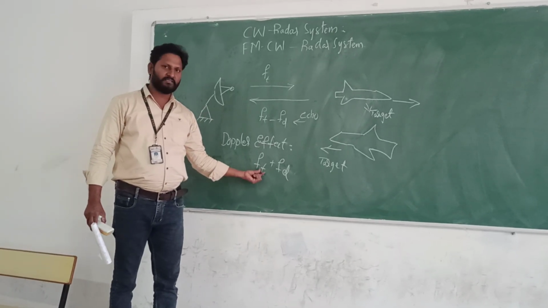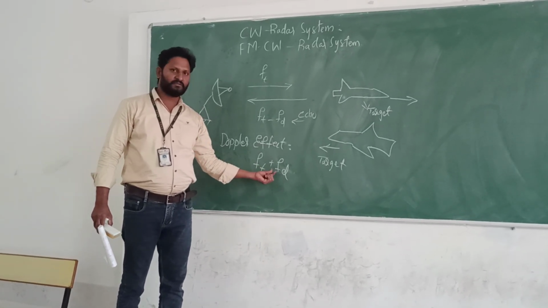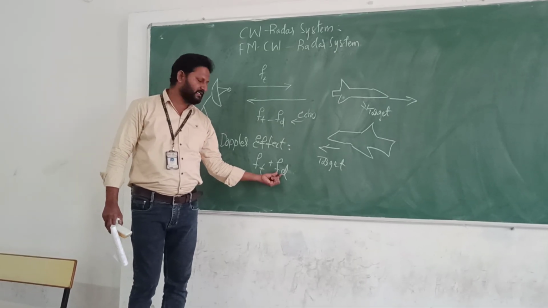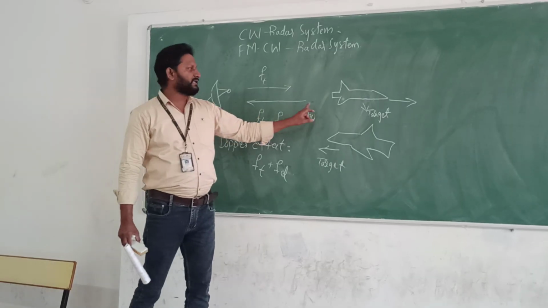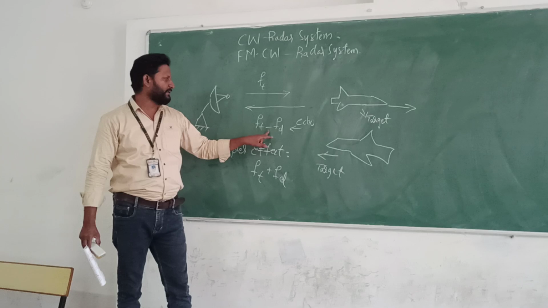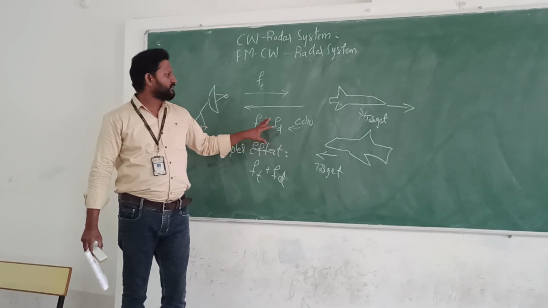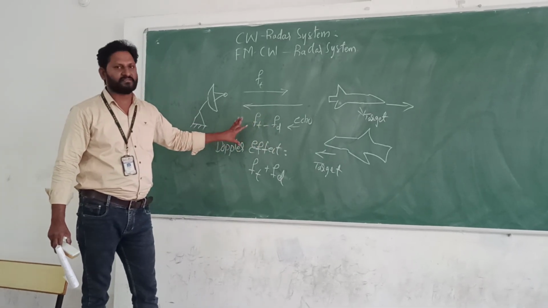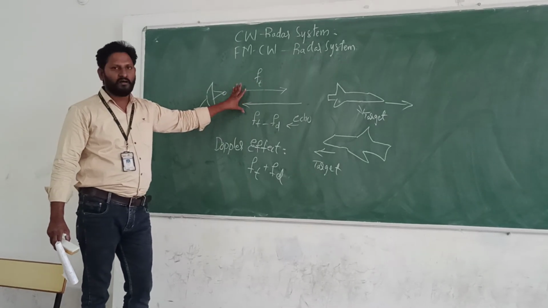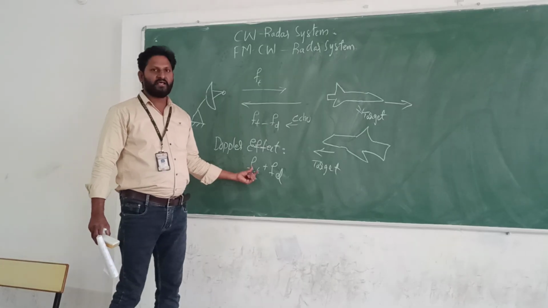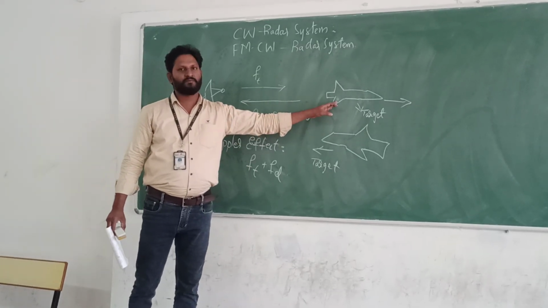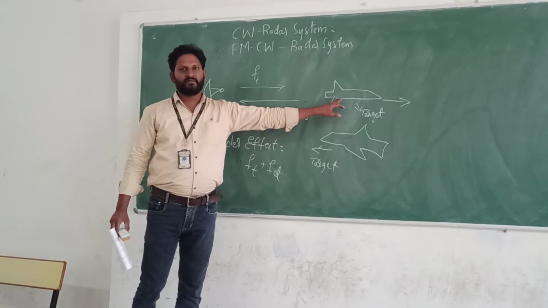Then we have to take ft plus fd. The summation should be there for the transmitted signal and deviated signal. Whereas if the target is moving away from the radar system, then we have to take a negative sign, that is ft minus fd. So like this we are going to differentiate the frequencies, as long as we record all the frequencies, from which we fetch the velocity of the target as well as the location or the speed of the target.